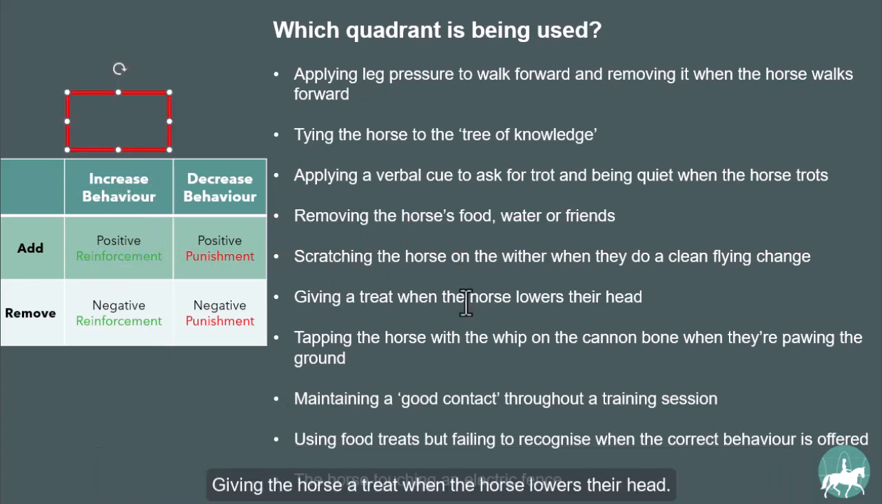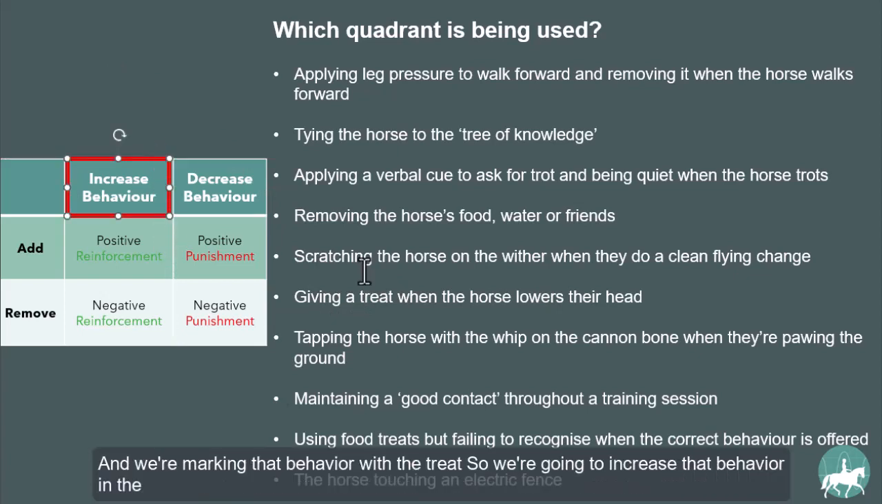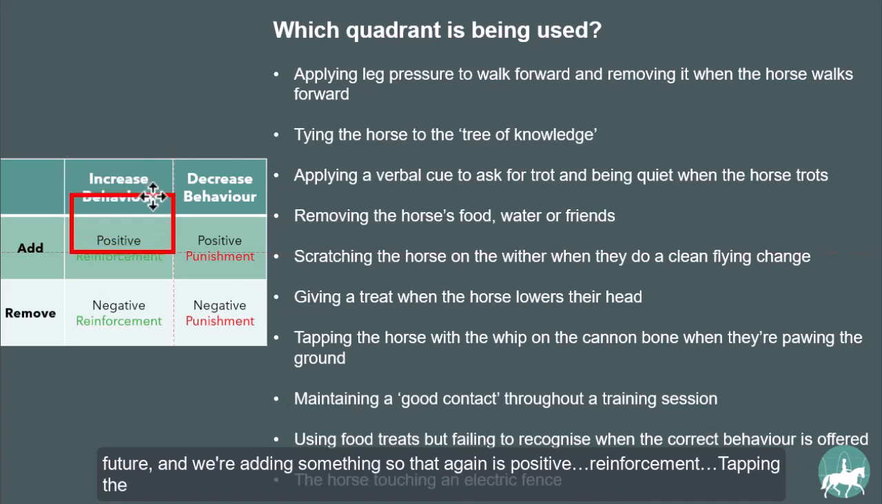Giving the horse a treat when the horse lowers their head. And again, we're adding something. We're adding a treat. The horse lowered its head. That's the behavior we wanted. And we're marking that behavior with the treat. So we're going to increase that behavior in the future. And we're adding something, so that again is positive reinforcement.